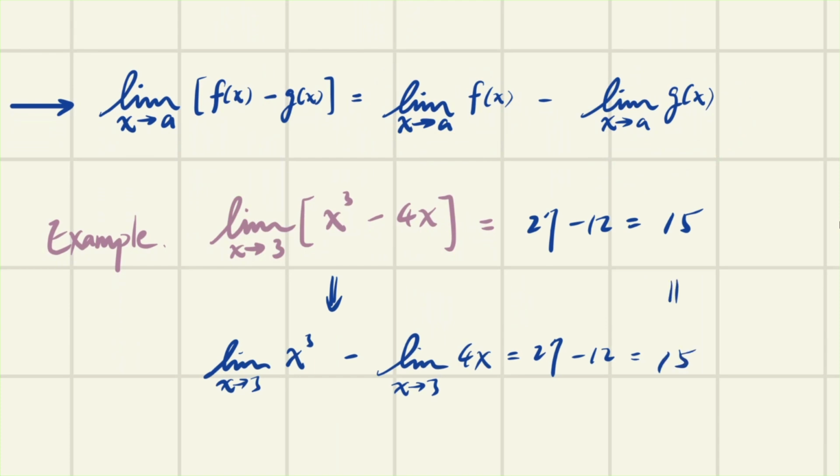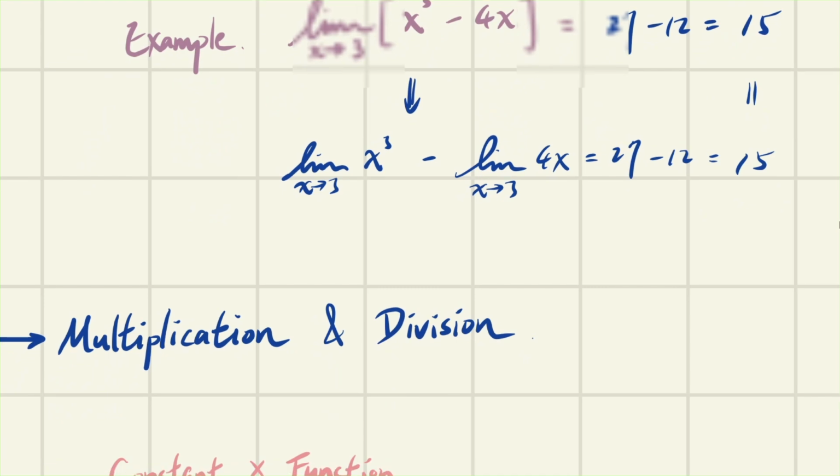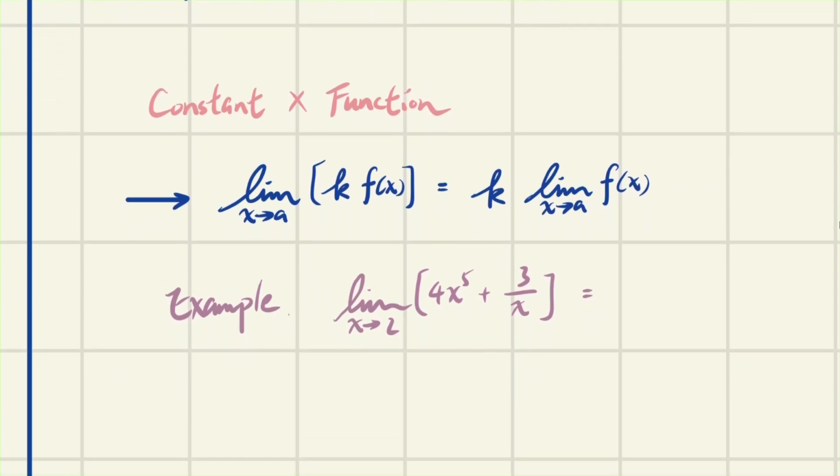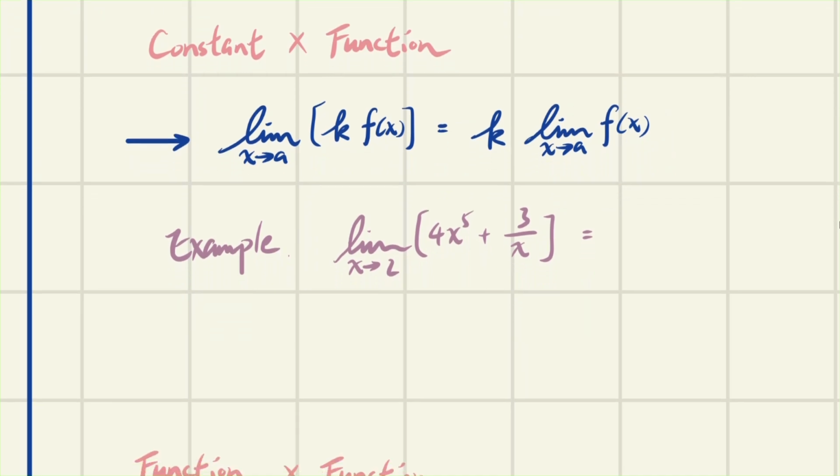Later on, let's look at multiplication and division. So multiplication, let's say a constant times a function. If you take the limit of it, it's the same as pulling the constant out and then taking the limit of the function, right? So for example, let's say I have this function. Then what do we get?